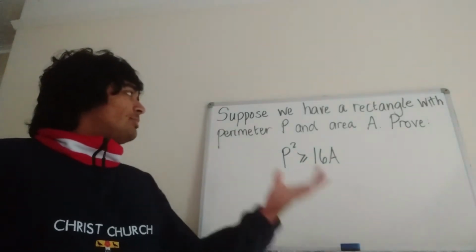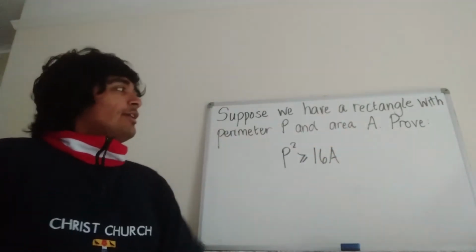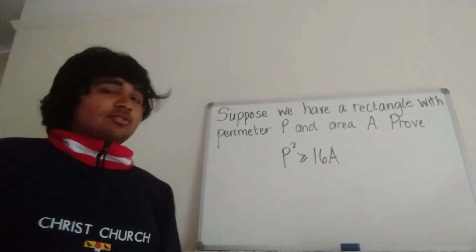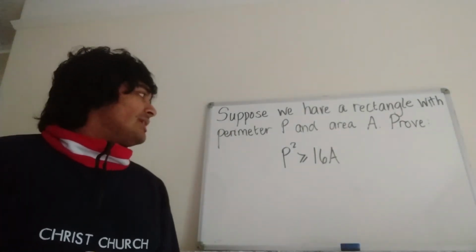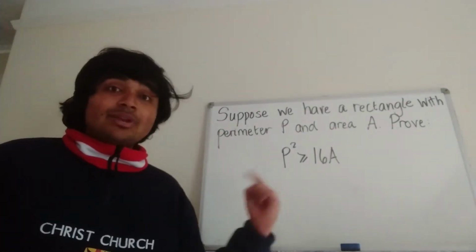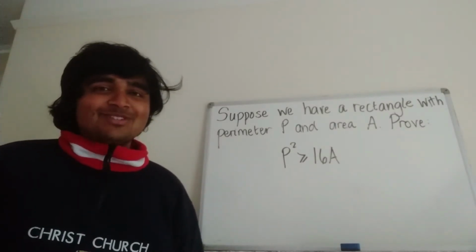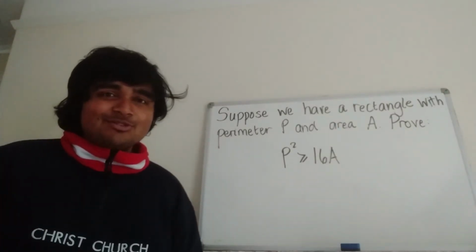Suppose we have a rectangle with perimeter P and area A. We want to prove this inequality holds true: P squared is bigger than or equal to 16A. Okay, so if you want to have a go at this problem, pause the video now and give it a go for yourself. And I'm going to jump straight into a solution.